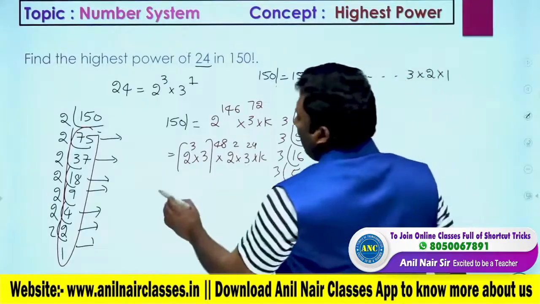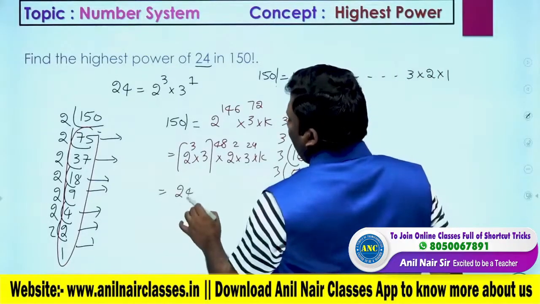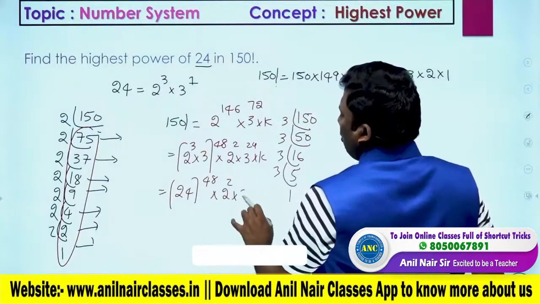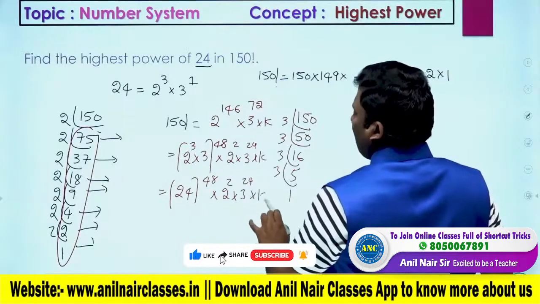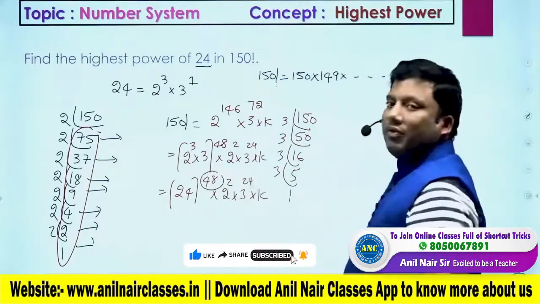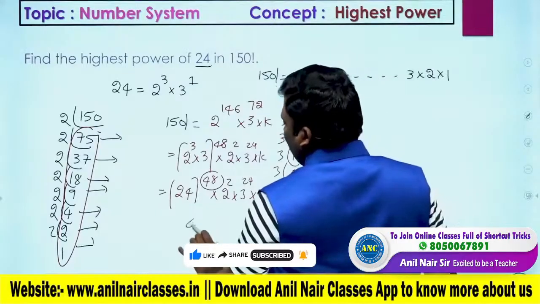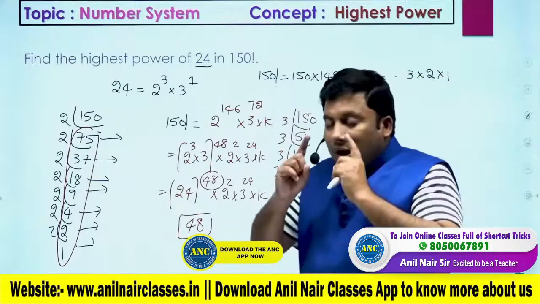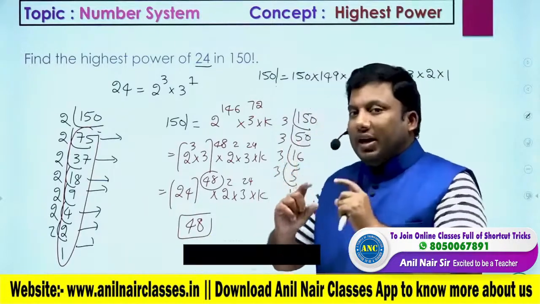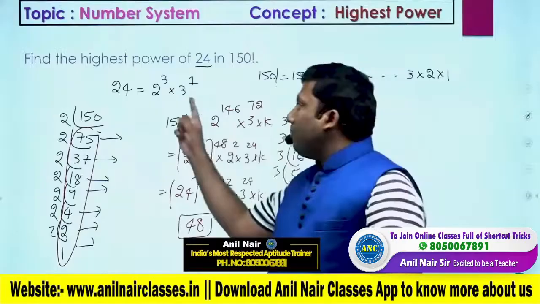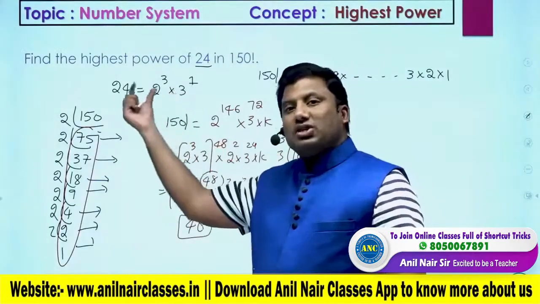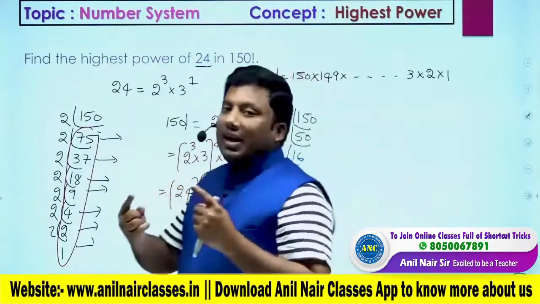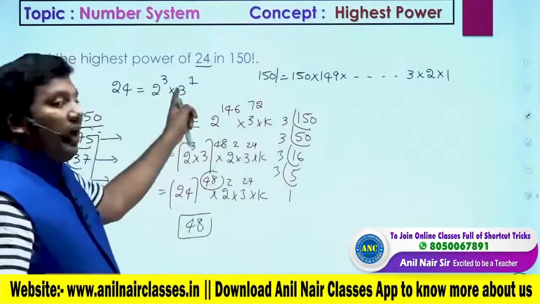2 cube into 3 is 24, so 24 power 48 into 2 square into 3 power 24 into some other prime bases. The highest power of 24 in 150 factorial is given as 48. I told you in session 1, I will repeat it again. If the prime bases' powers are 1, 1, 1, take the largest prime base and divide it, you will get the answer. If the prime bases' powers are greater than 1, so it is not the highest power.